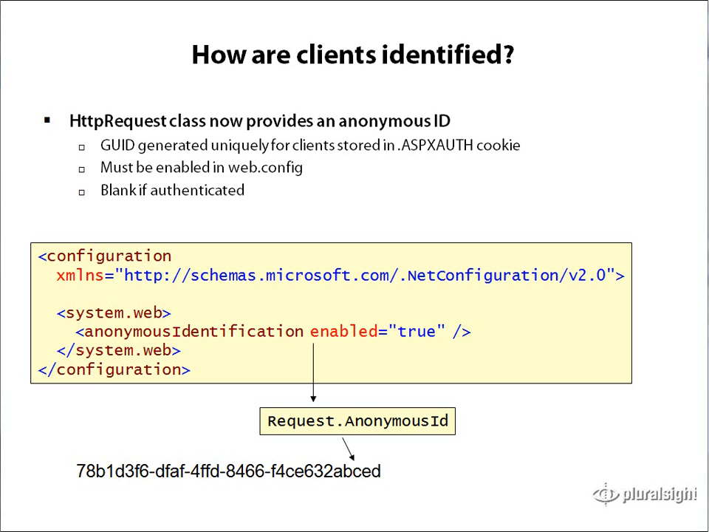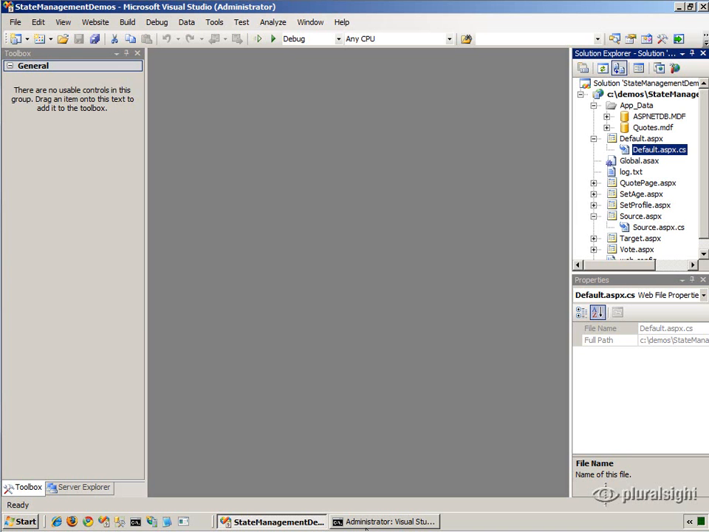So the way this works is you enable anonymous identification in your config file like we did earlier. And even if you're not using Profile, you can come in here and access it through the Request.AnonymousID. So that gives you a way of accessing anonymous identifiers on behalf of clients. If the client is authenticated, the anonymous identifier will be blank, so you can tell the difference between the two. This brings me to another point that I find very useful about Profile. Let me demonstrate this for you.